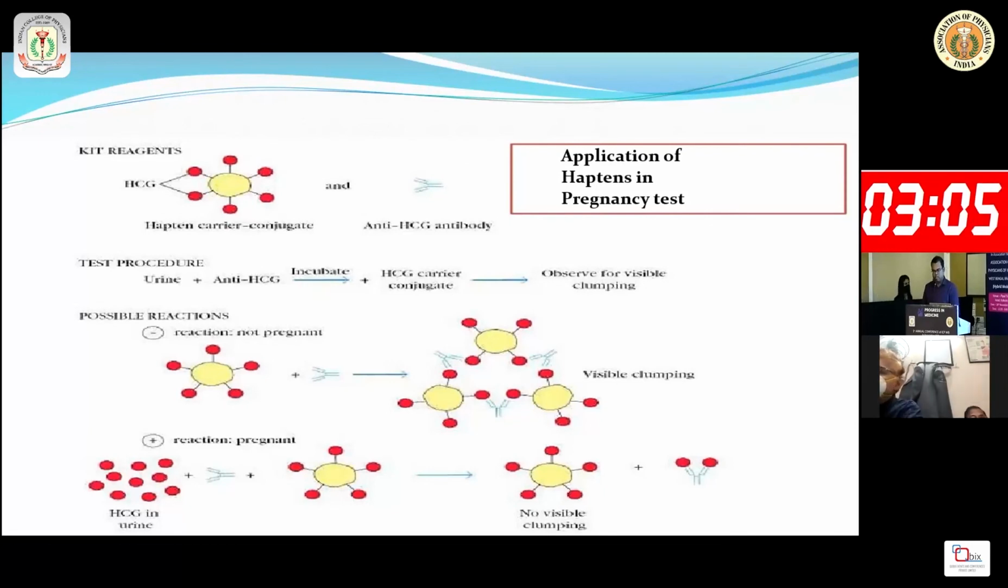Previous trials have also demonstrated the role of hapten carrier conjugate in the treatment of drug abuse and also in the treatment of cancer. But many trials are needed in order to evaluate new horizons, and new aspects are yet to be found out.